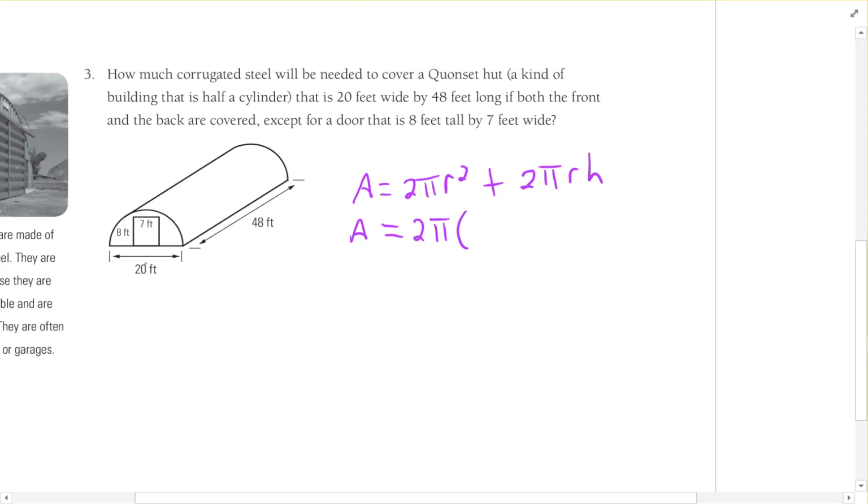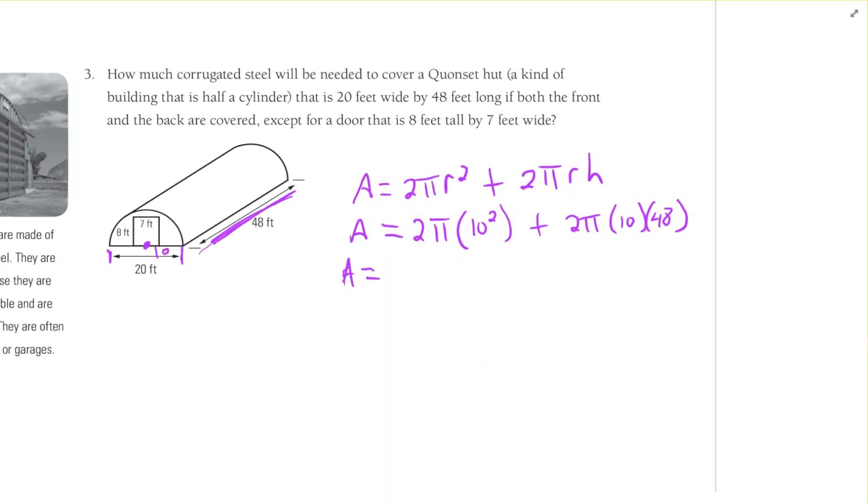Okay, area is equal to 2 pi r. What is r? Well, r is going to be half. This is the diameter, right? That 20. So half of that is just 10. So this is going to be 10 squared. And then that plus 2 pi, this is going to be 10 again, and then the height in this case is going to be 48. So we got area is equal to 2 times pi times, actually I'm just going to put the number in. Okay, so this part of it is 628.3 feet squared.